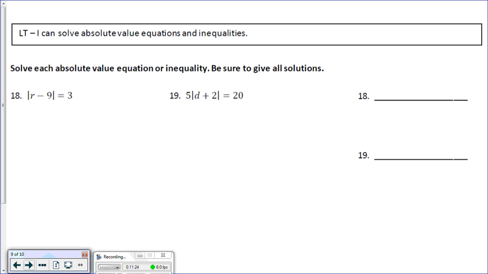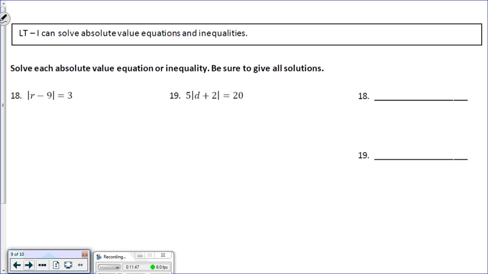All right, 18 through 21 is solving absolute value equations and inequalities. So remember, we want to isolate the absolute value symbols first. In number 18, our absolute value symbols are already isolated, which is great. So we can get right into this.